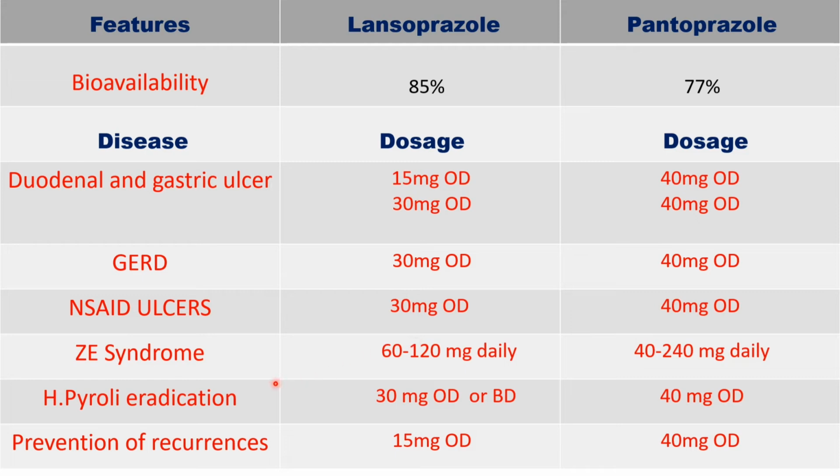In Zollinger-Ellison syndrome, the dose is 60 to 120 mg daily for lansoprazole. For pantoprazole, the dose is 40 to 240 mg daily. H. pylori eradication, 30 mg OD or BD for lansoprazole. For pantoprazole, 40 mg OD. Prevention of recurrences, 15 mg OD for lansoprazole, 40 mg OD for pantoprazole.